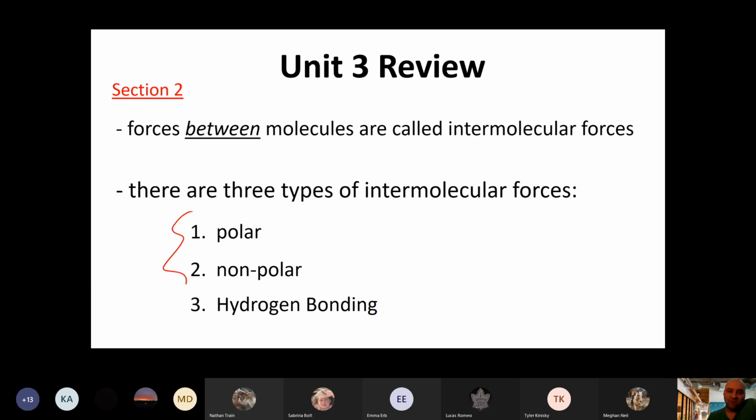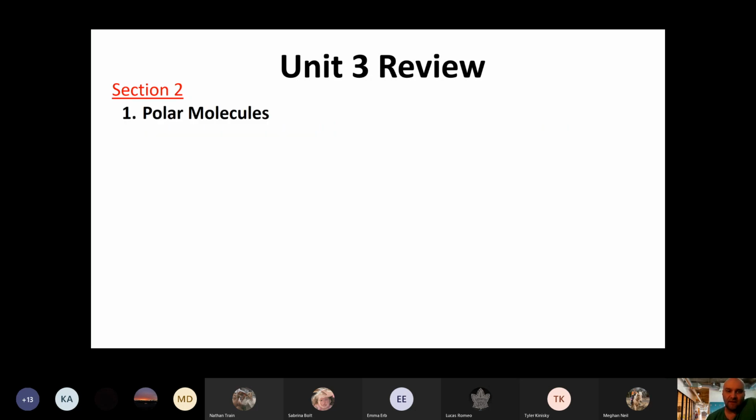Well, there's a third bonus force as well, the hydrogen bonding force. And this would only apply to some polar molecules. It's like a bonus extra force. So just a little bit about polar molecules.